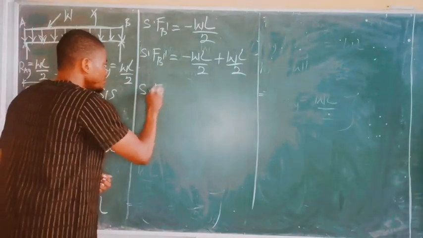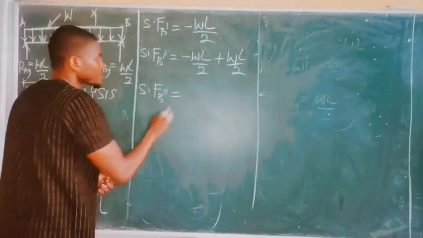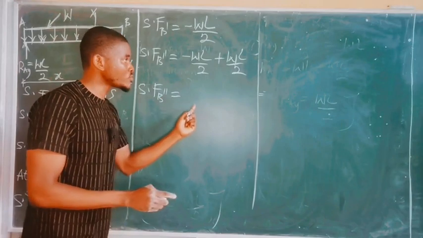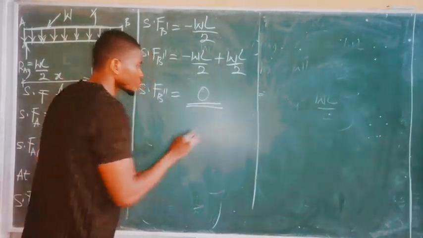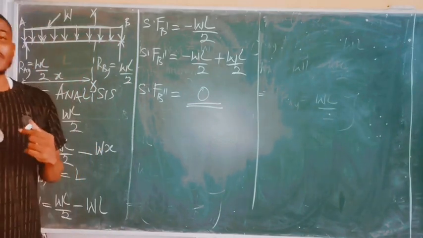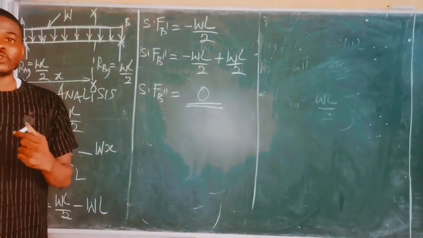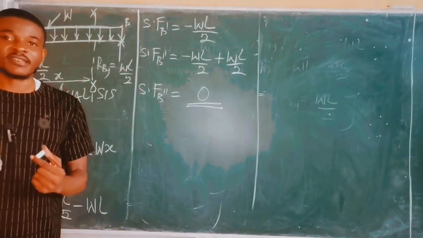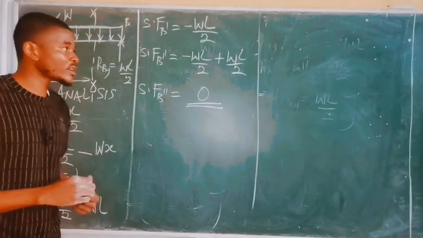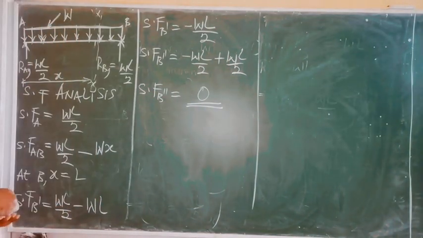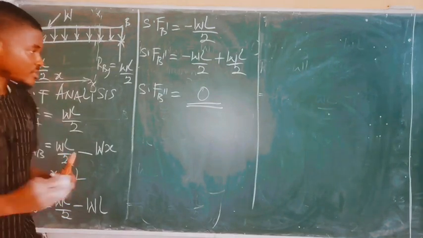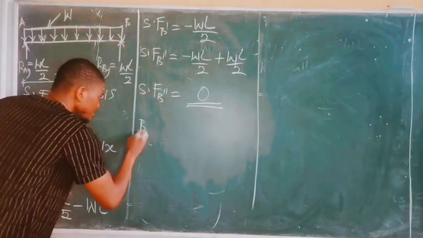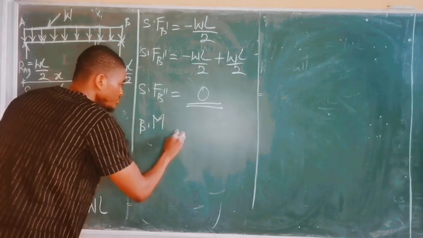Therefore, finally at point B, shear force B prime prime is simply minus WL over 2 plus WL over 2, which gives us 0. So take note, at the end of every shear force analysis, you must always obtain 0 as the answer. Okay, so we have that. Now we can start the bending moment analysis.